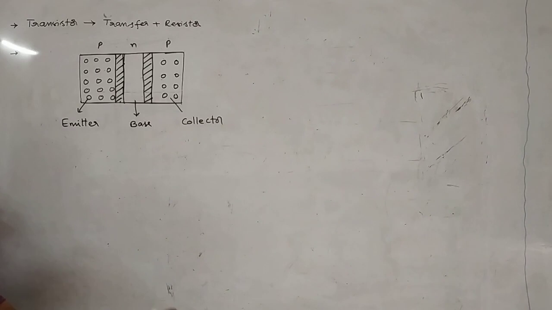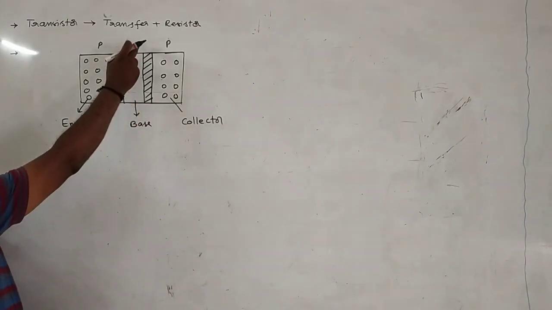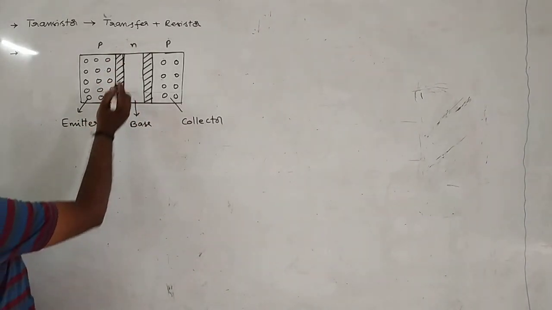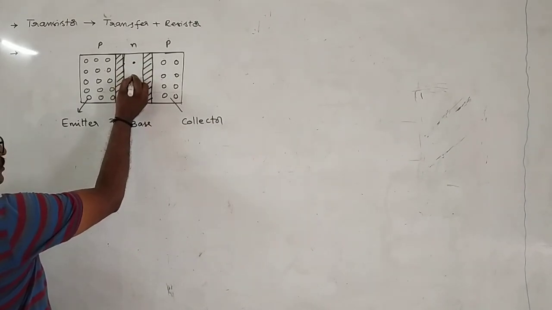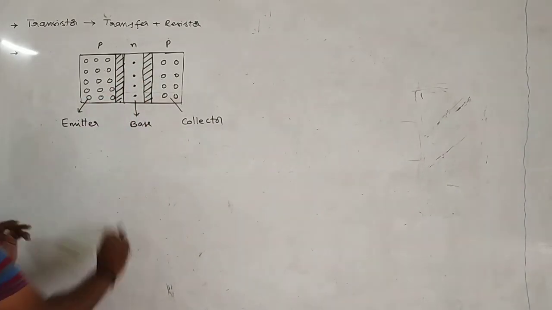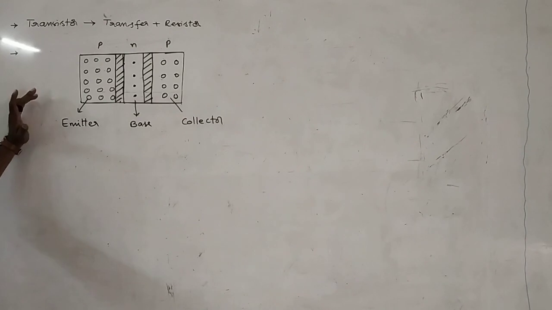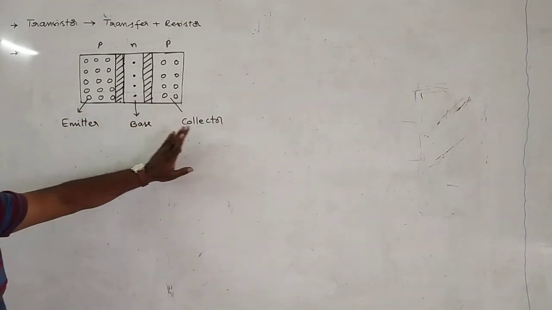The base contains fewer charge carriers because it is n-type, so it has only a few charge carriers, its electrons. These are the properties corresponding to the emitter, base and collector.